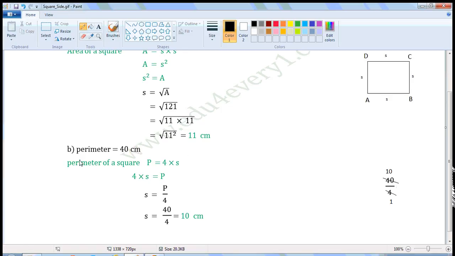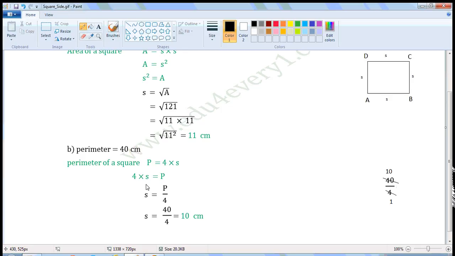Next one, perimeter is equal to 40 centimeters. We can find the perimeter of a square using the formula P is equal to 4 into S. Perimeter is equal to 4 into side. We can rewrite this as 4 into side is equal to perimeter.